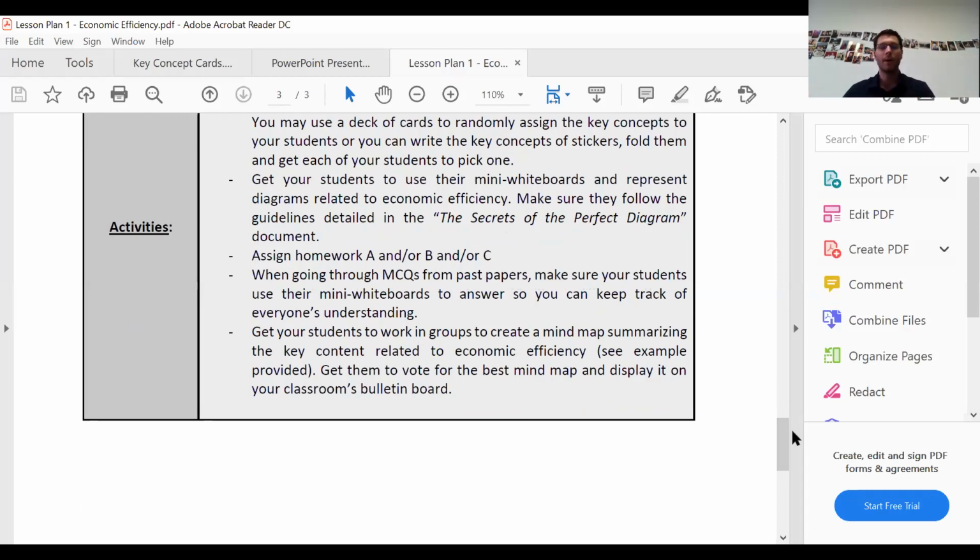Again, this document, I will send it to you. I will also send you the Word document so you can modify and edit it. I will send you the PDF and the Word document, and hopefully this is something that is going to be useful for you and give you some ideas on how you can structure your lessons about economic efficiency.